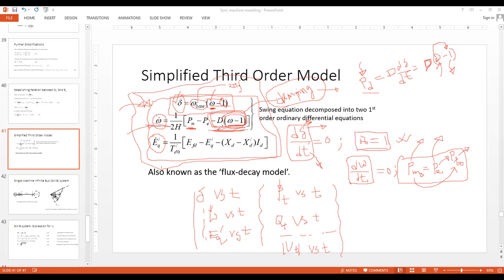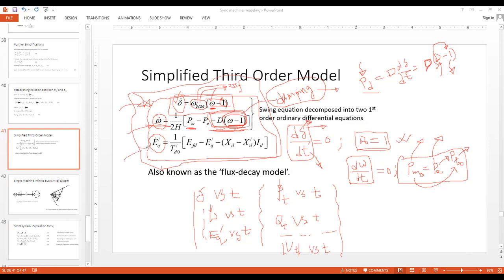So in the whole expression, most of the terms are in per unit except the delta. Delta would be in radians or degrees, whatever you want, you can take. But all the other values like omega, PM, PE, H, D, EFD, TD0 prime, all are in per units. Of course, omega base is the base value. It is not the per unit value. Already I have mentioned omega base is 2 pi F. So other than omega base and delta, all are in per units.